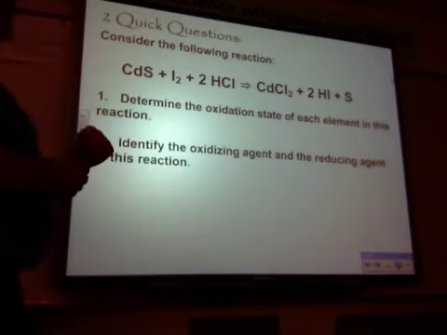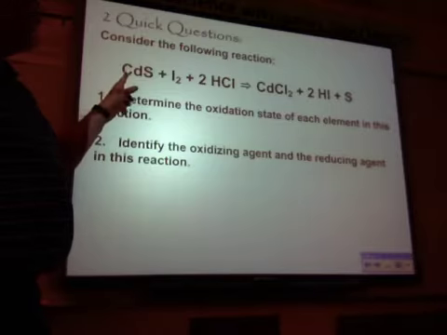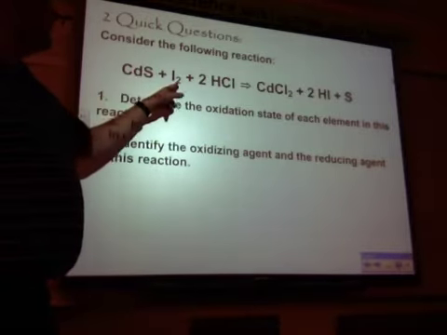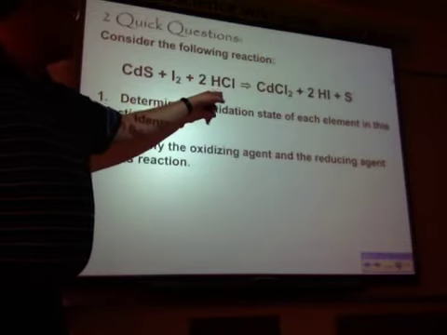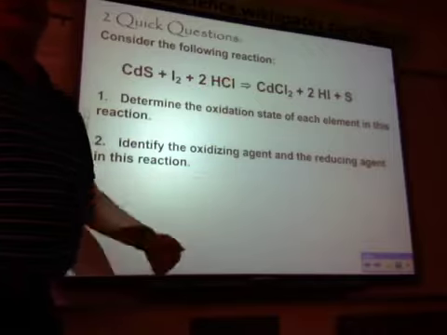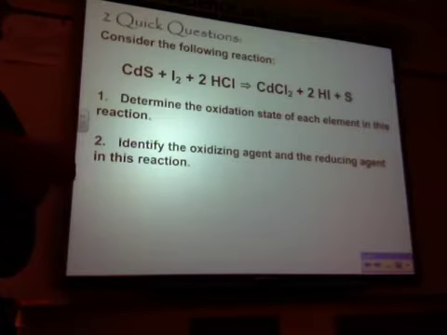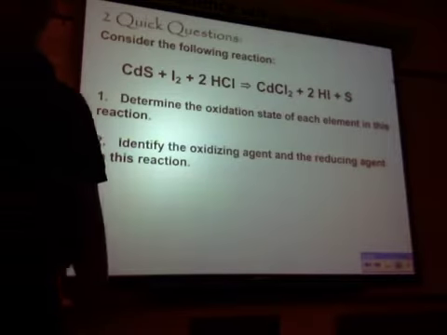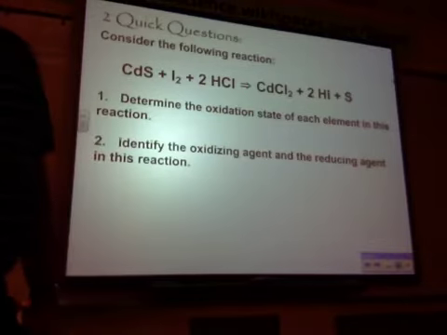The questions in question are, for this reaction, cadmium sulfide plus iodine plus 2 hydrochloric acid makes cadmium chloride, hydroiodic acid, and elemental sulfur. Determine the oxidation state of each element in this reaction and identify the oxidizing agent and reducing agent. Well, it's useful if we remember what those things are.